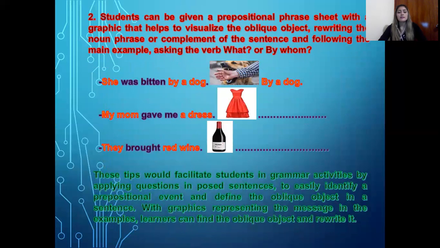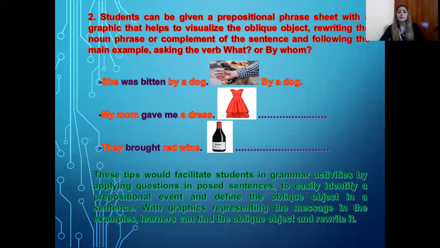Tip number 2. Students can be given a prepositional phrase sheet with a graphic that helps to visualize the oblique object, rewriting the noun phrase or complement of the sentence and following the main example, asking the verb what or by whom. She was bitten by a dog, rewriting by the dog. By whom? Other examples: my mom got me a dress, they bought red wine.